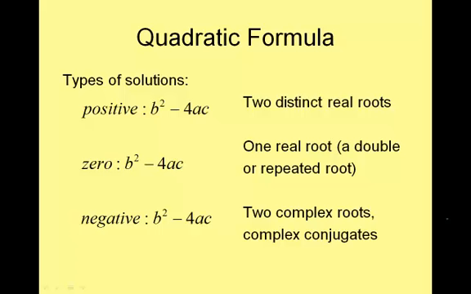We can always figure out how many solutions we're going to get by looking at the b squared minus 4ac component. b squared minus 4ac is called the discriminant. If it's positive, you get 2 distinct real roots. If it's equal to 0, you get 1 real root, which is a double or repeated root. And if it's negative, you always end up with 2 complex conjugate roots.